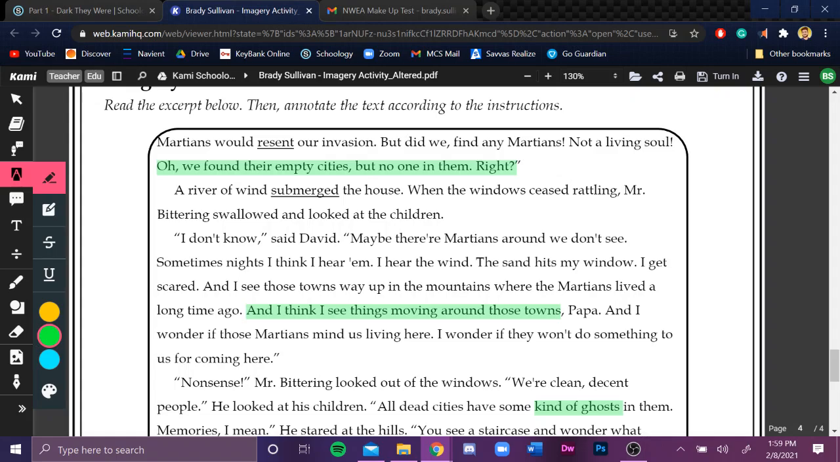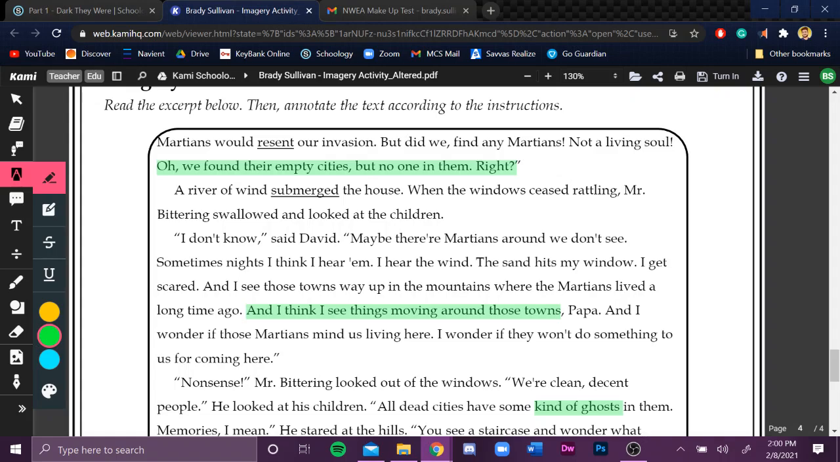"I don't know," said David, their son. "Maybe there are Martians around and we don't see them. Sometimes at night, I think I hear them. I hear the wind, the sand hits my window, and I get up and I get scared. I think I see something in those towns out in the mountains where the Martians used to live. And I think I see things moving, Papa."